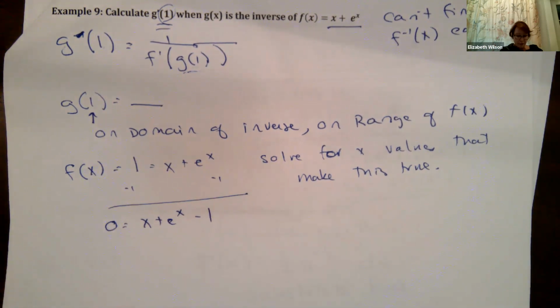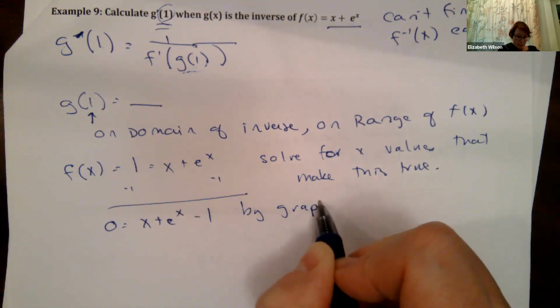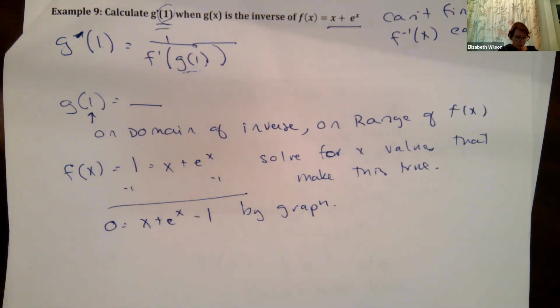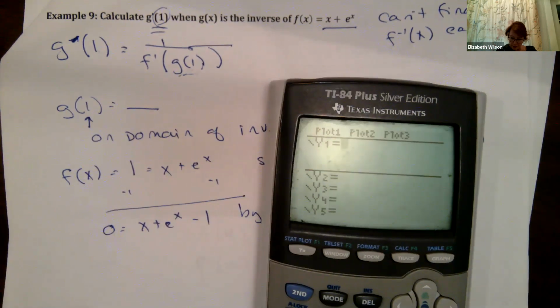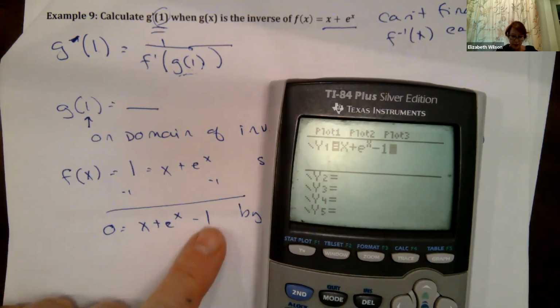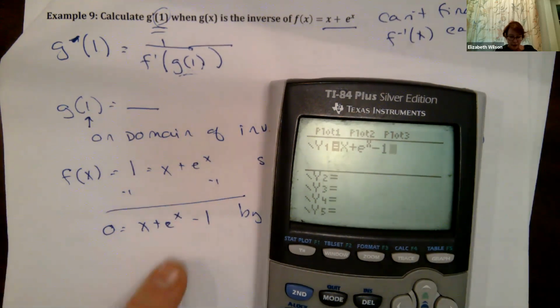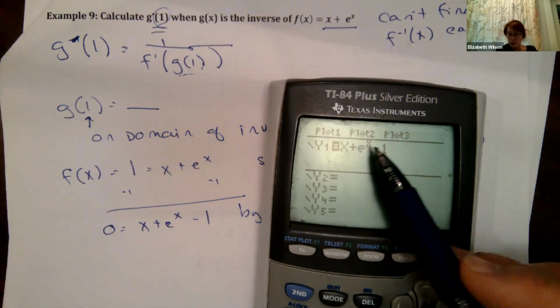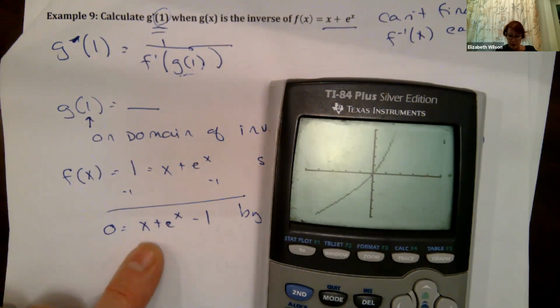I'm going to do this by the graph. So I plug it into my graphing calculator. Right, I'm going to go x plus, I've got my e to the x button, the x minus 1. I could say equals 1 and then look for where the two graphs intersect. I find it easier to set this equal to 0, and then I only need one equation. So I'm going to graph it out. This is x plus e to the x minus 1.